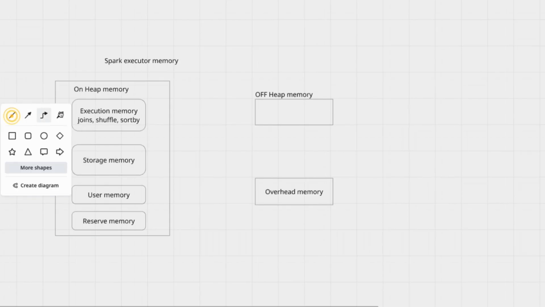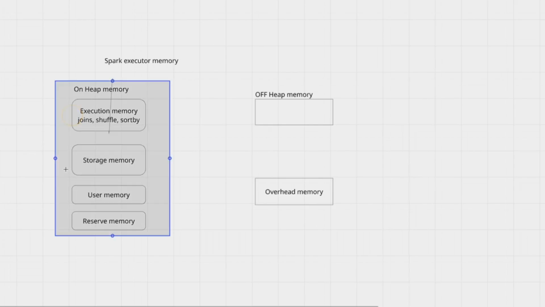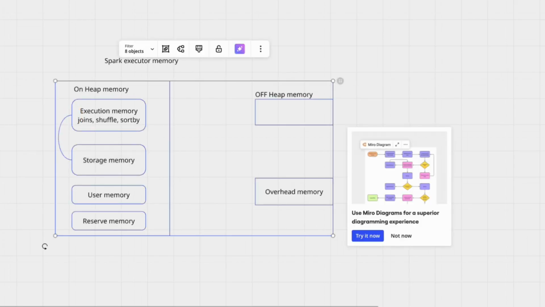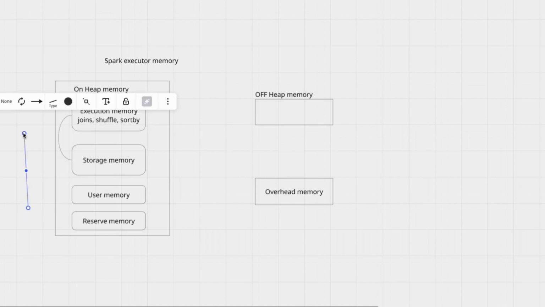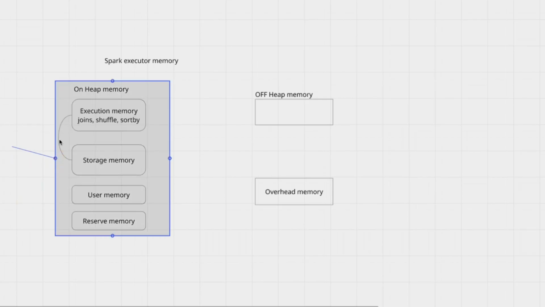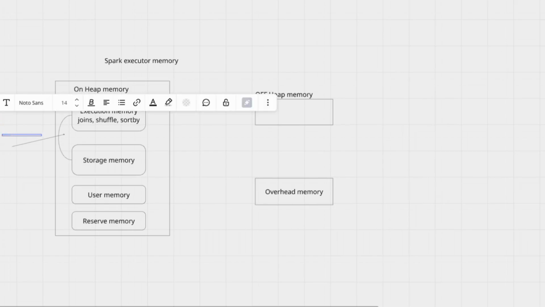So this is very important. You will get to read it in multiple documents. You can write it here like this. So this is your unified memory. Execution memory plus storage memory is known as the unified memory. You can write it here, unified memory.